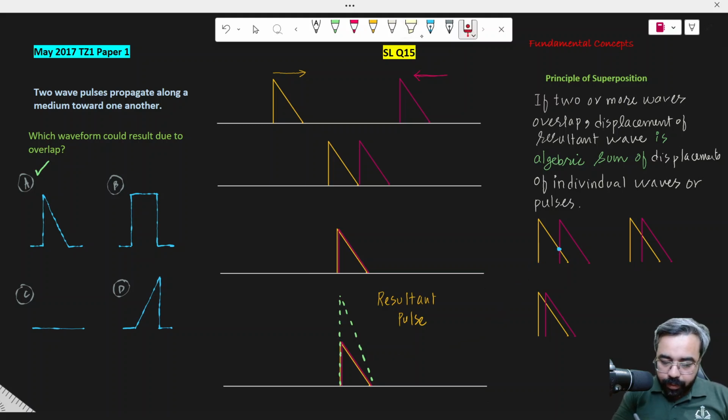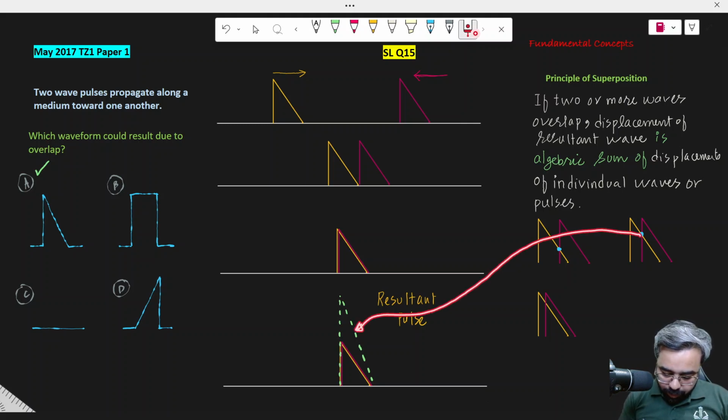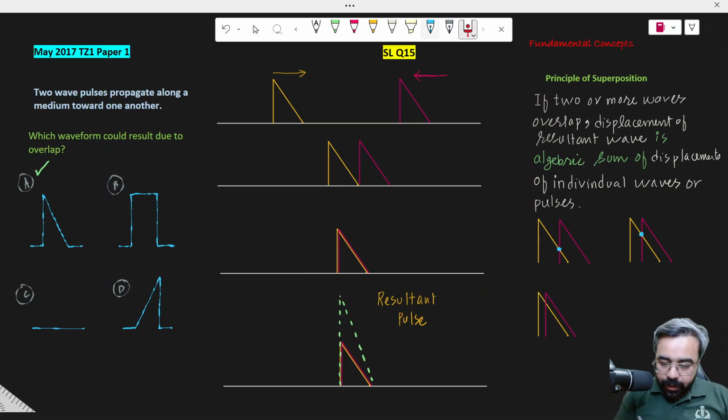Now when they get closer, at that point, if you add the individual displacements, it represents this point of the resultant wave. And at a third, later time, they are almost perfectly overlapping with one another. At that point, their resultant displacement will represent this point of the resultant wave. And finally, they will be in this form, and then they will produce this type of pulse. So I hope you understand this solution.